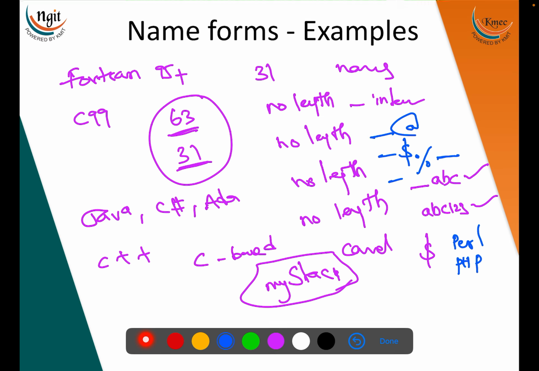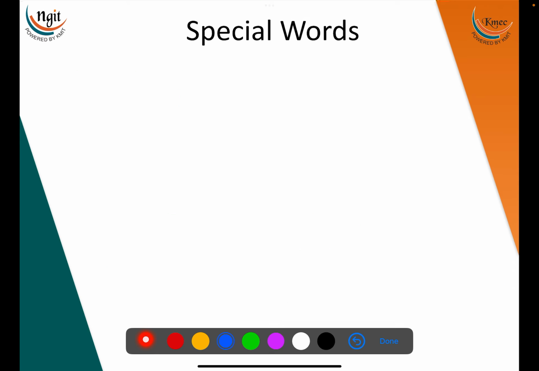Even in Ruby, there are special characters at the beginning of variable names. So you have to keep in mind these three special languages, because in these languages names and variables get created with some symbols. Fine. And the next is about special words.